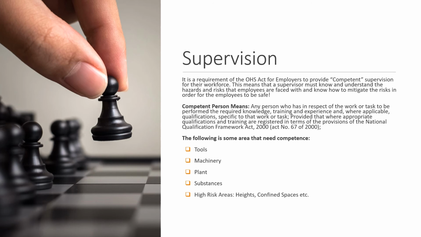Provided that where appropriate qualifications and training are registered in terms of the provisions of the National Qualifications Framework Act of 2000. The following are some areas that need competence: the use of tools, the use of machinery, plant, substances, and any high-risk areas, such as working at heights or working in confined spaces. Now ask yourself, where are some areas that you need competent supervision and competent training?